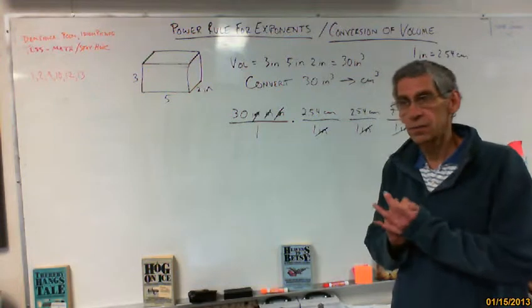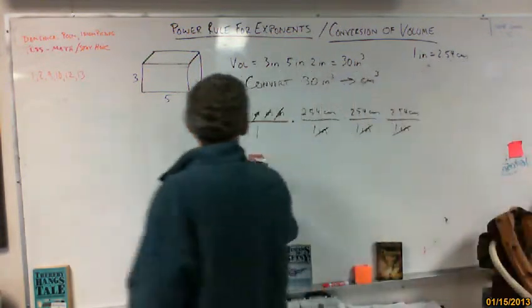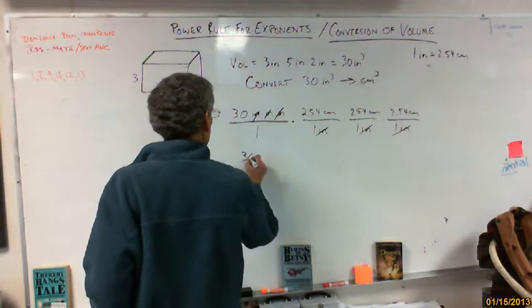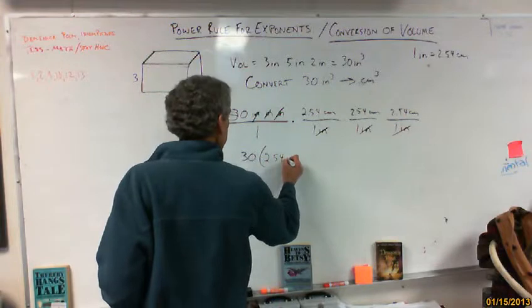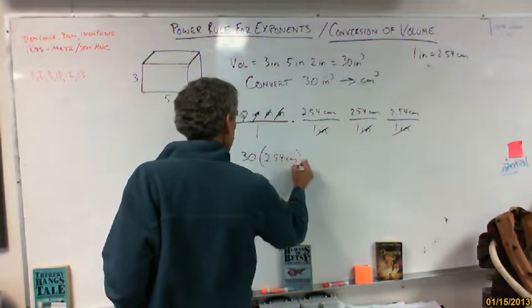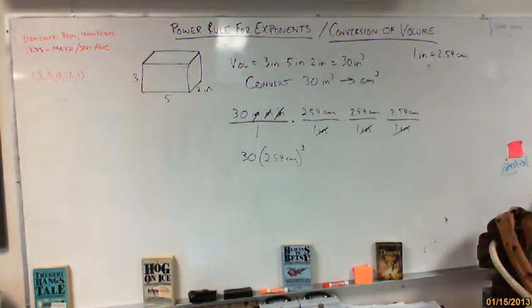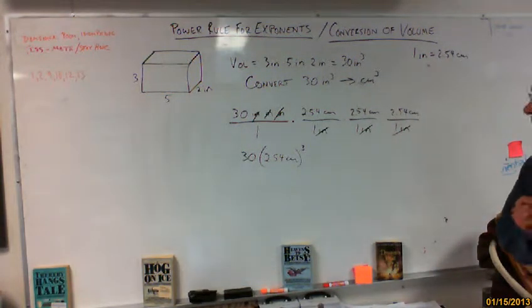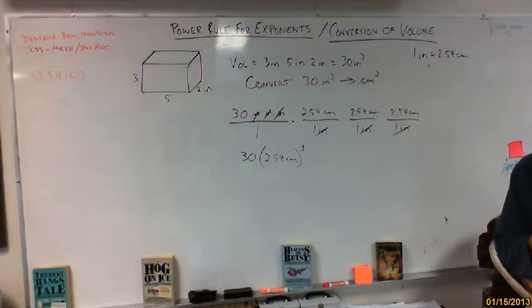I don't have a calculator, so you could just say 30 times 2.54 centimeters cubed, right? Yay! Now we're using our powers. That makes sense. So that's it. That's how you do them. Are there questions on that?